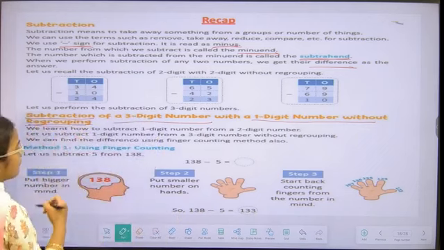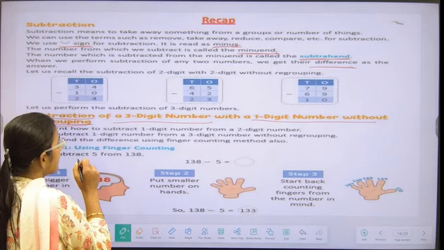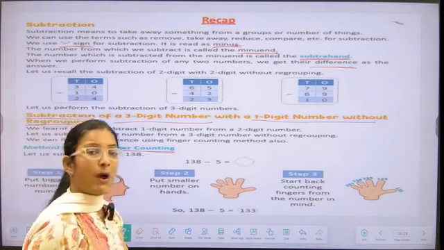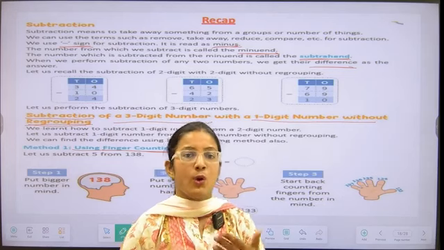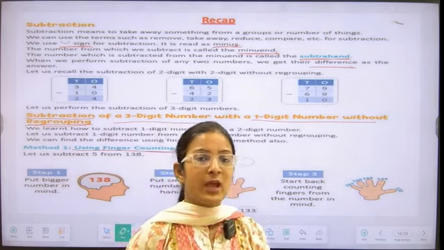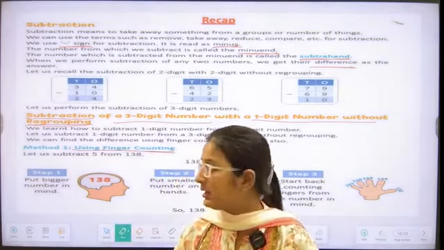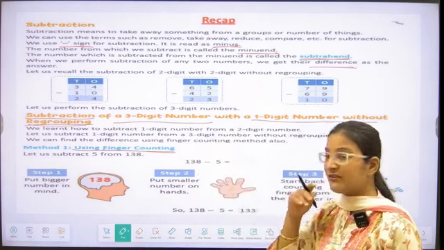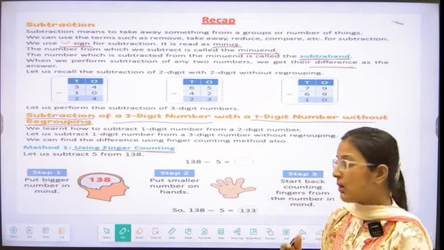Now we are going to understand how we can subtract a one-digit number from a three-digit number without regrouping. Our first method is using finger counting. While doing subtraction, first we keep the bigger number in our brain, as you can see in the picture, and the smaller number on the fingers, and do the backward counting.